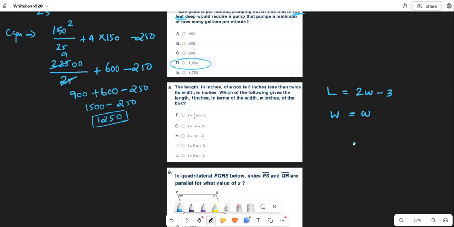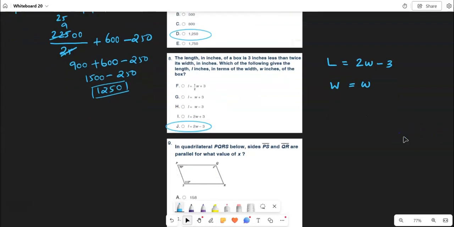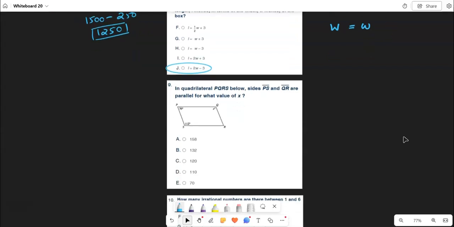So look for a length that has this expression. Length is equal to 2w minus 3. Do we have such an expression? Yes, we have it in the last option. Length is 2w minus 3. That is the right option. Okay, now moving on. Oh, we have another geometry question.